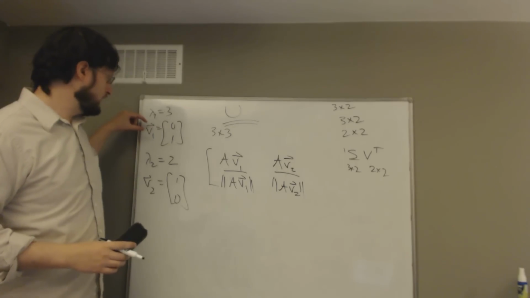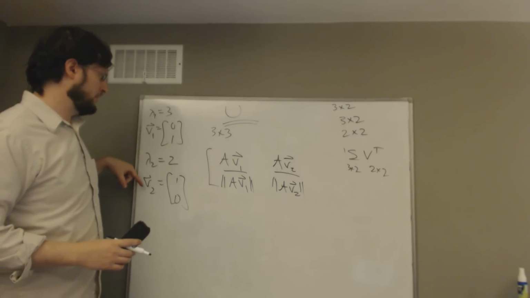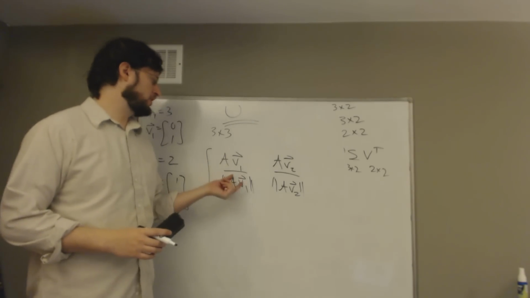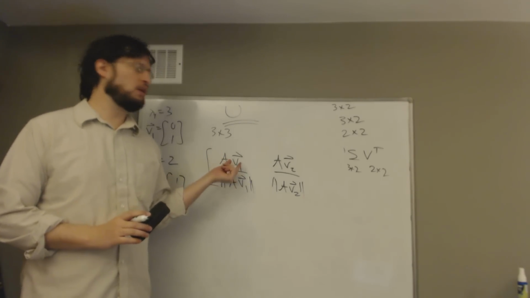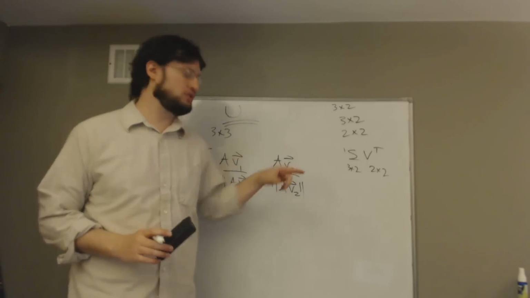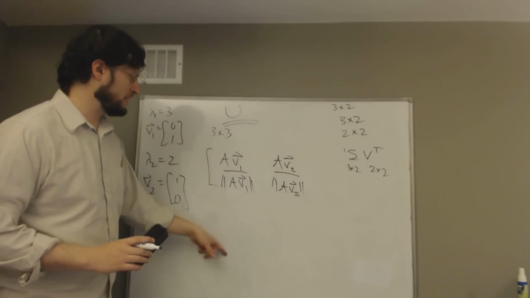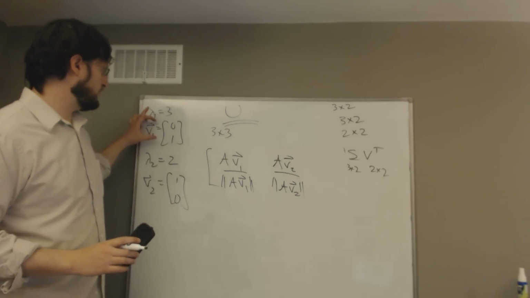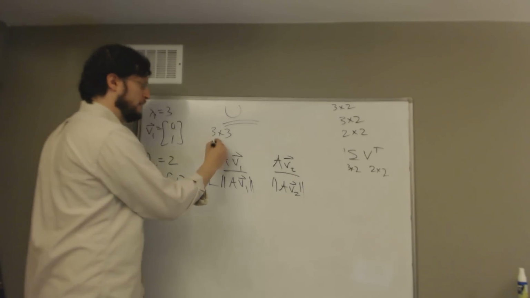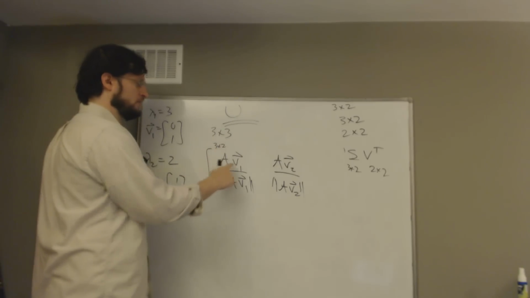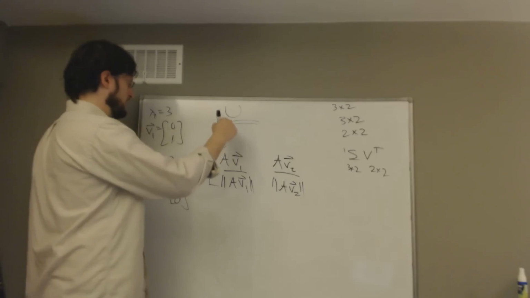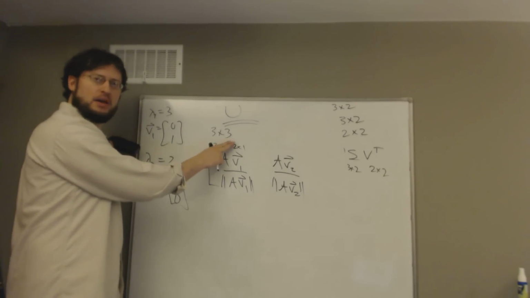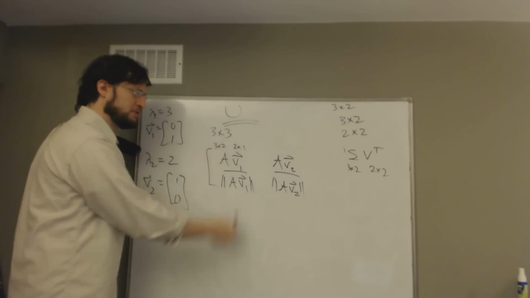I only have two vectors here. Now, we'll work this out. When I take A times V1, because A was in fact 3 by 2 and V1 is 2 by 1, when we multiply I get a 3 by 1. So even though this is just 2, this is going to be a three-dimensional vector. This actually has 3 entries in it.